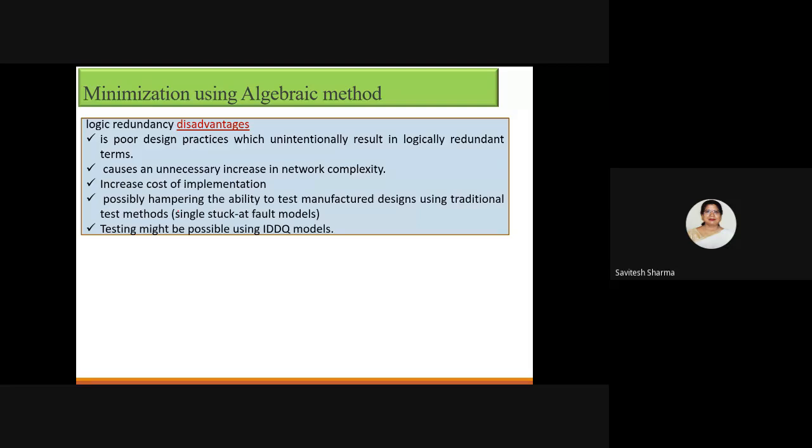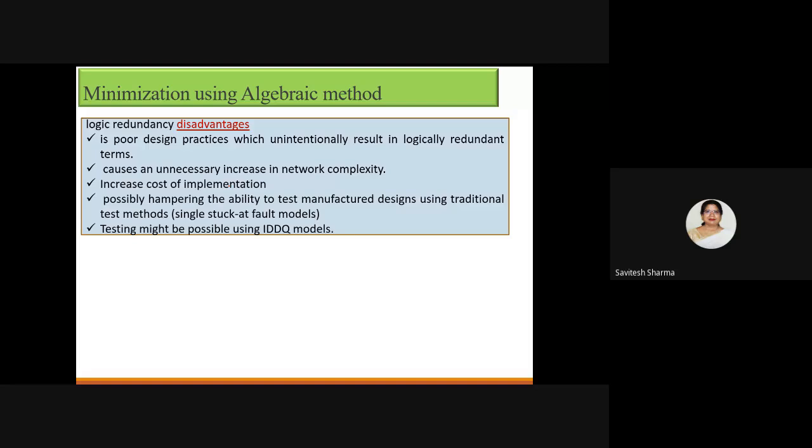So why would you introduce any additional gate? No. You will try to minimize the hardware and remove the redundant terms. If you are unintentionally introducing them, this practice is poor. So you need to know which redundant terms were introduced unintentionally, and you should remove them.